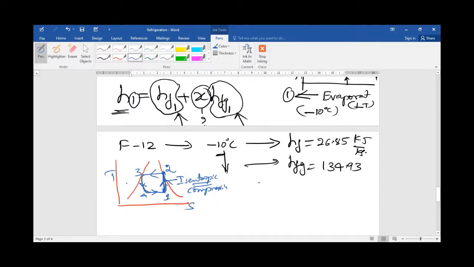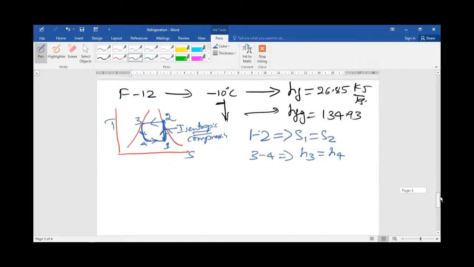During the 3 to 4 process, enthalpy remains constant. I will write here, 1 to 2, entropy is same. During 3 to 4, enthalpy is same. That is a difference here. Okay, so please remember this point.